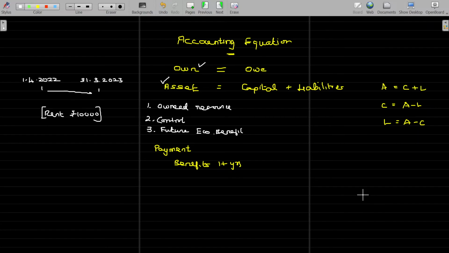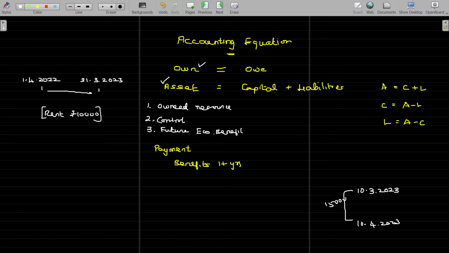For example, if I pay the rent on 10th March 2023, your enjoyability of staying in that accommodation gets over by 10th April 2023. Whatever rent you pay, assume that the rent paid by us is 15,000.